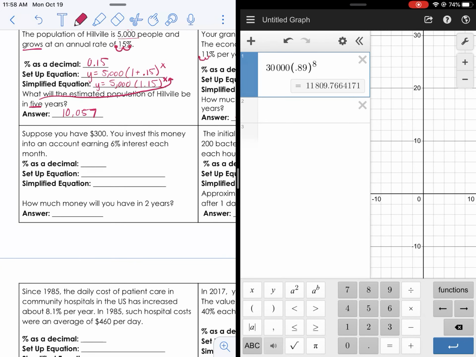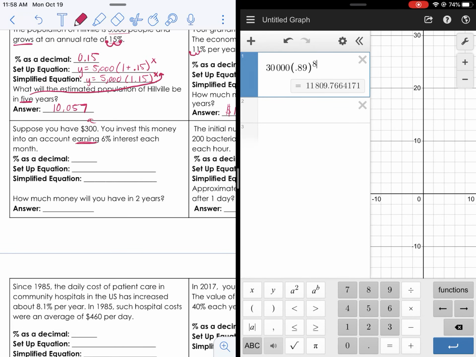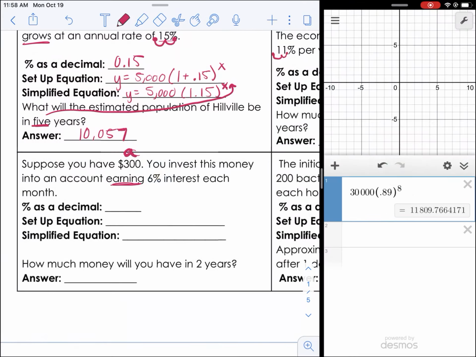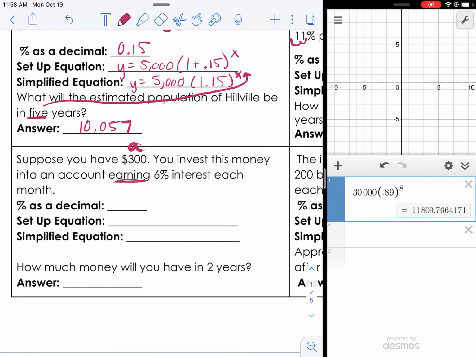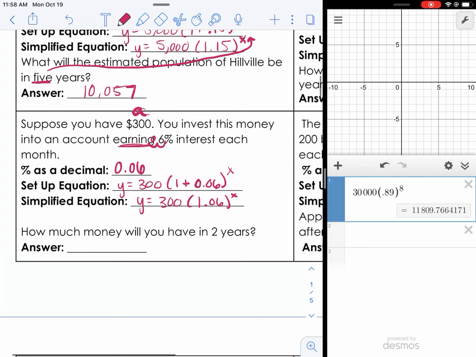Another example, so suppose you have $300. You invest this money into an account earning 6% interest each year. So you're earning, that's growth. We started with 300, so that's our A. Okay. So let's go ahead and write 6% as a decimal, so that's going to be 0.06. As an equation, we're growing, so it's going to be y equals 300 times 1 plus 0.06 to the x. If we simplify that, we'll combine our parentheses, so 1.06 to the x.